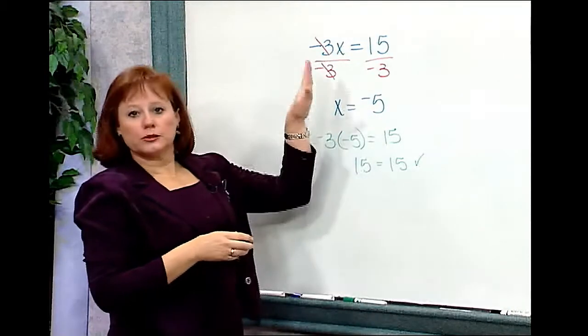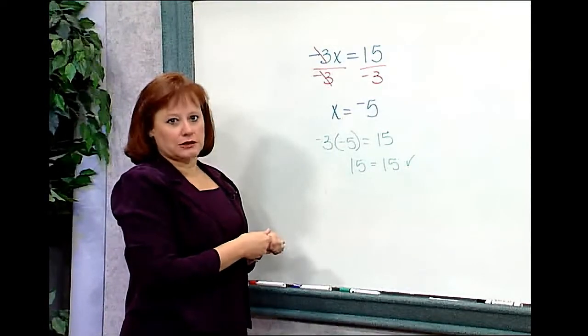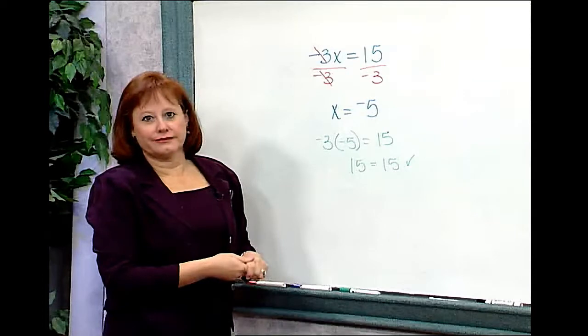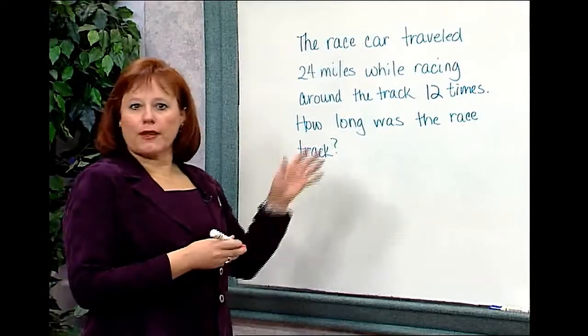When you have a number multiplied times your variable, you want to undo that number by dividing, and you want to remember to divide on both sides of the equation. We use the method of division to help us solve some word problems. Here's an example on the board.